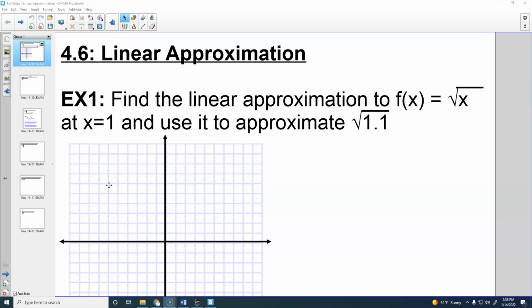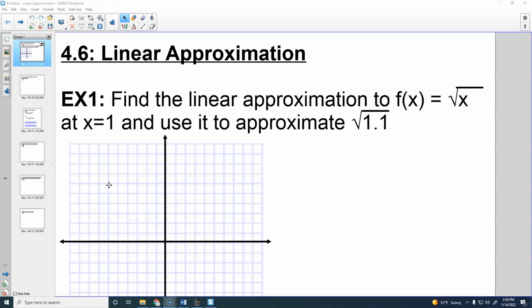So, linear approximation is using the tangent line to approximate values. The usefulness of this stems back to times before calculators, or parts of the usefulness of question 1, anyway. Certainly, right now, we can type square root of 1.1 into the calculator. It's going to give us a very accurate approximation of what we have.